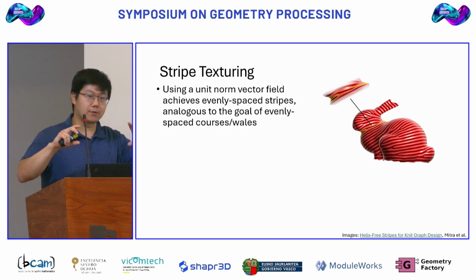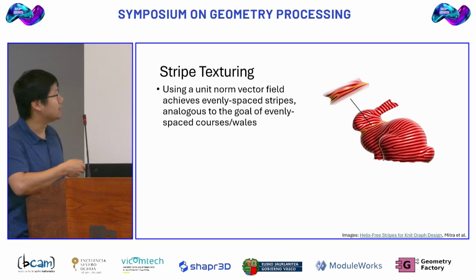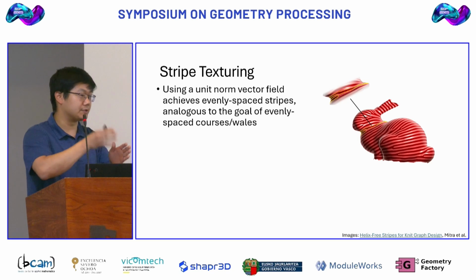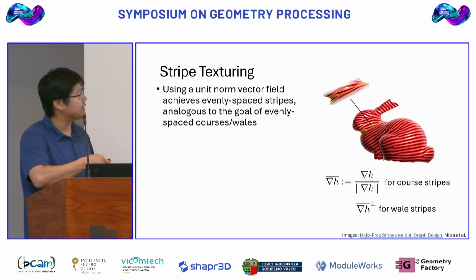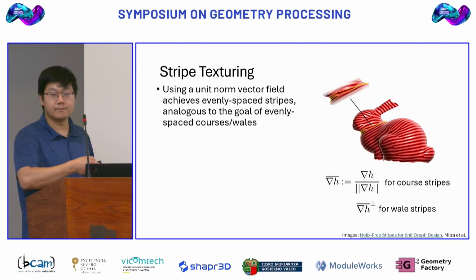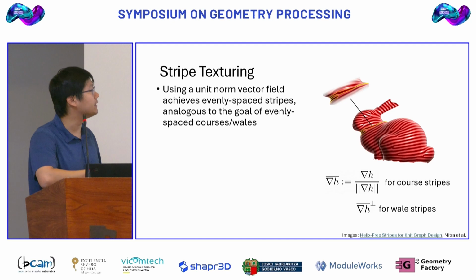Remember I mentioned what we're after is consistent element size at the end of the day. And so this is equivalent to the goal of having evenly spaced courses and wales. And this really is analogous in some sense to having evenly spaced stripes. And we can achieve such stripes by using some sort of constant norm vector field, right? Remember the norm corresponded to the frequency of the striping pattern.